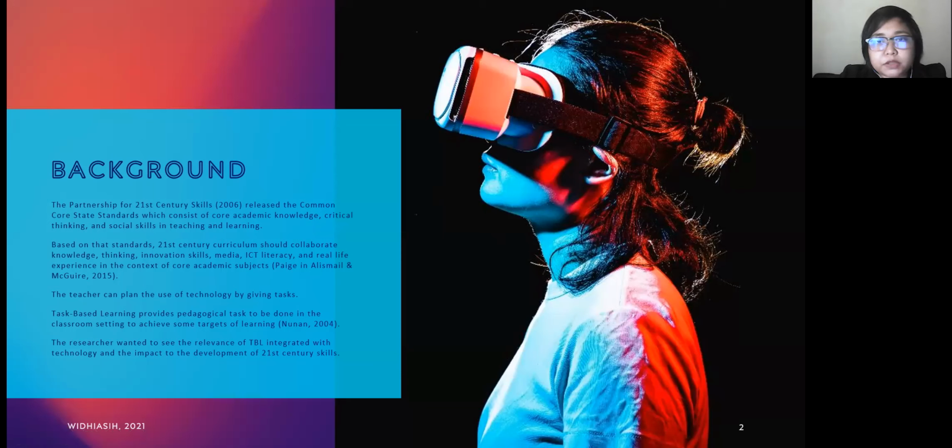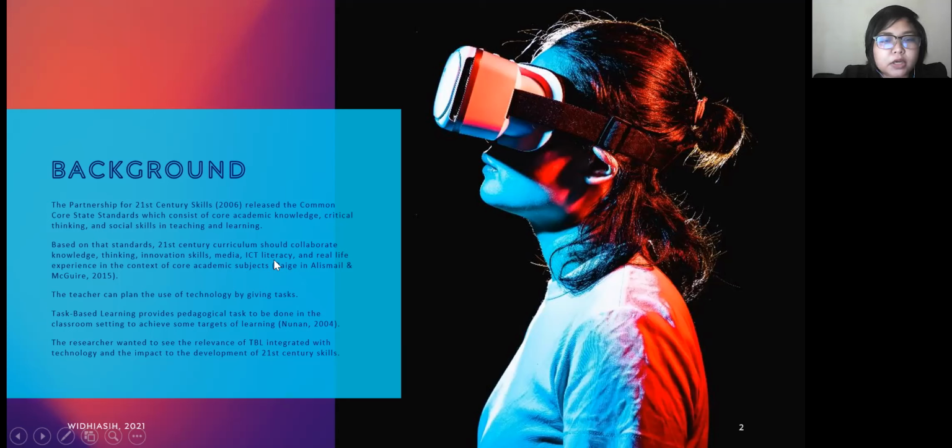living in the 21st century. And based on these standards, it means that the 21st century curriculum should combine knowledge, thinking, innovative skills, media, ICT literacy, and real-life experience in the context of core academic subjects. So in the academic subjects, it's not only teaching the students about science, math, and so on, but also combining all of the knowledge with thinking and with the skills of media, ICT, and real-life experience.